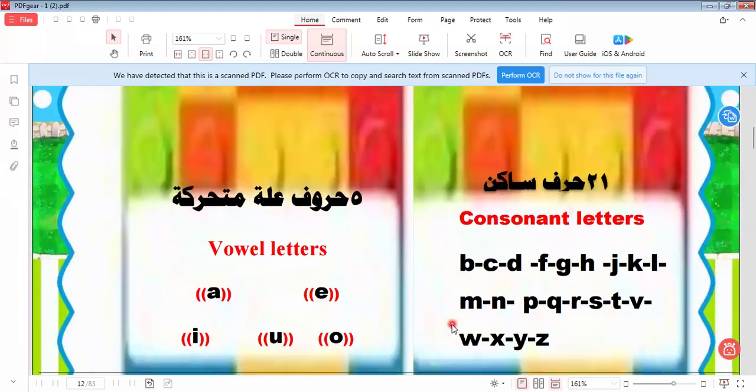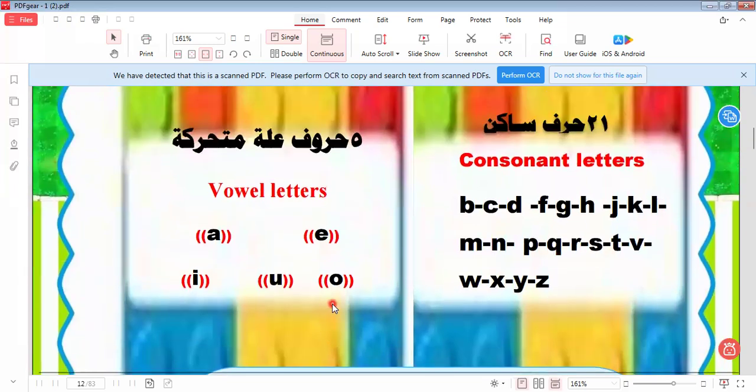Okay, so now we learn the letters. So I would like to teach something for grade KG1. We must know the vowels. In English we have 5 vowels, and the rest of the letters are consonants, not vowels. What are the vowel sounds in English? We have A, E, I, O, U. I would like you to repeat with me. A, E, I, O, U.